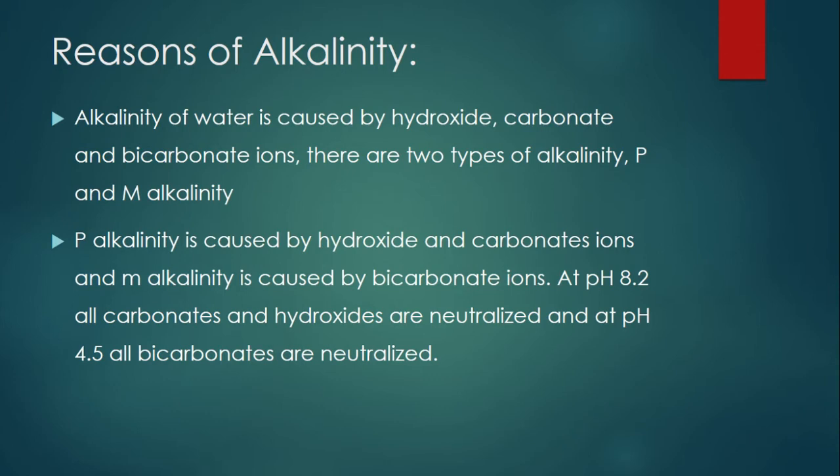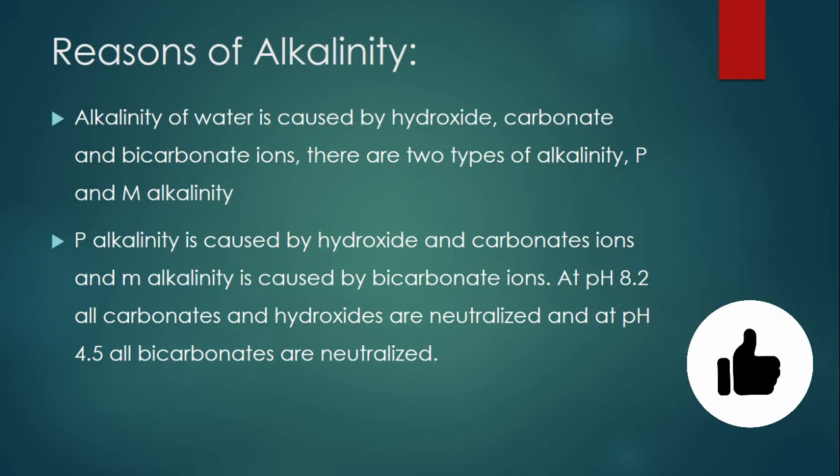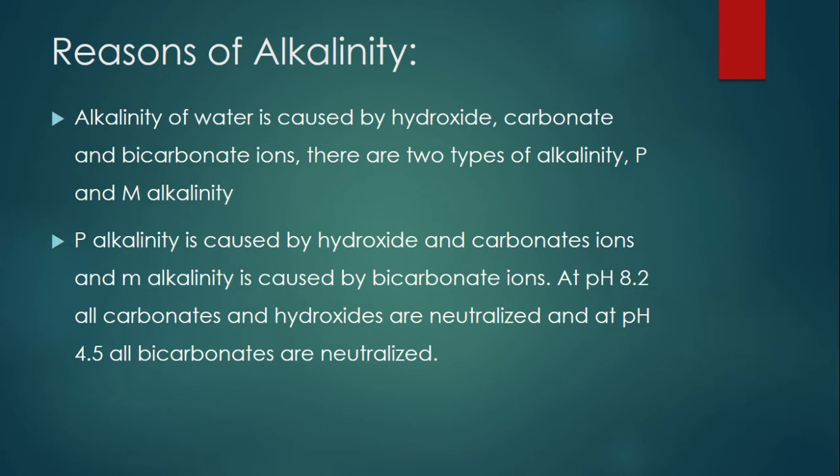P alkalinity is caused by hydroxide ions and carbonates, and M alkalinity is caused by bicarbonates. P represents phenolphthalein alkalinity, and M represents methyl orange alkalinity. At pH 8.2, all carbonates and hydroxide ions are neutralized, and at pH 4.5, all bicarbonates are neutralized.